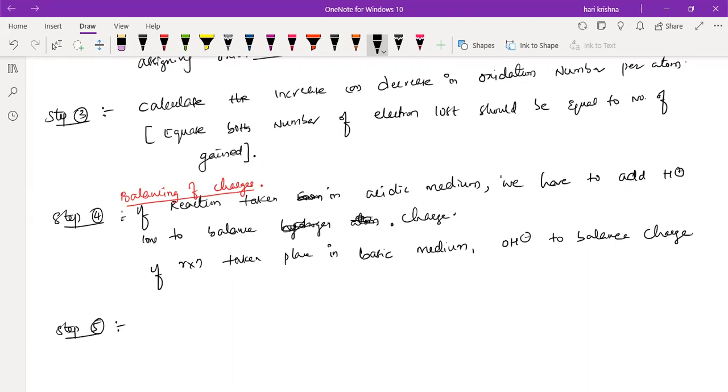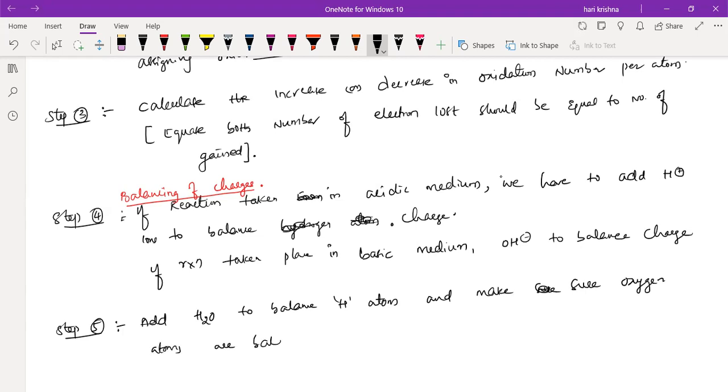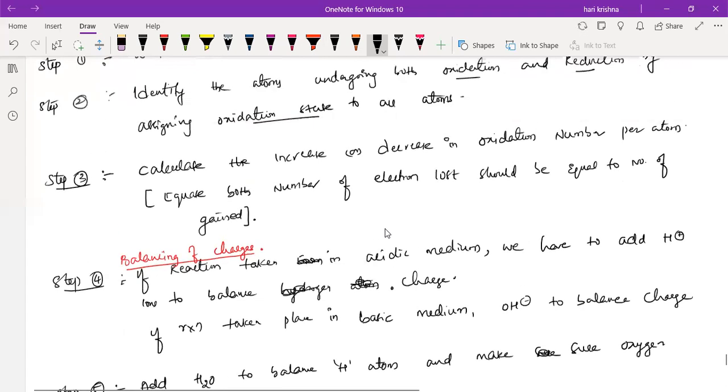Step number 5, add H2O to balance hydrogen atoms. And make sure oxygen atoms are balanced. So these are the 5 different steps involved in balancing the redox reaction using the oxidation number method.